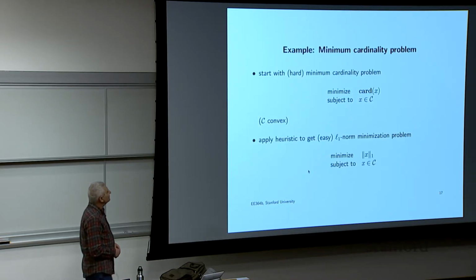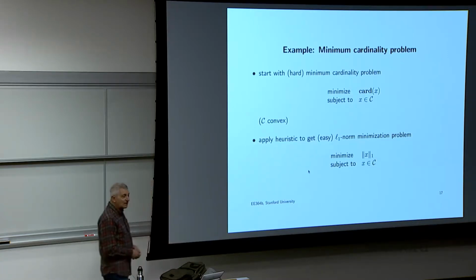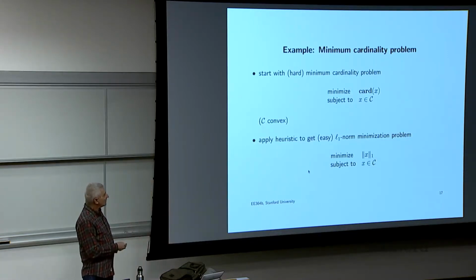So, here's the minimum cardinality problem, and you start with this problem that's hard, and you replace it with this one, which is convex, and so it's easy to solve. Now, of course, that's just a heuristic. When you solve this problem, you have not solved that problem. This is merely a heuristic, a quite good one, in fact, for solving the top problem.